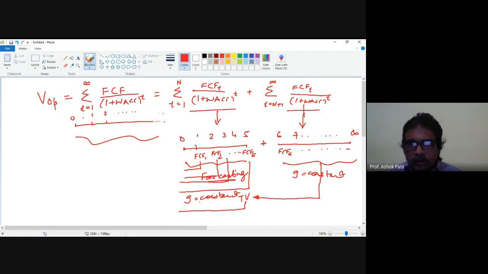Or if you don't want to make the assumption of constant, you have to forecast individually. But then there will be some assumption with respect to growth. So calculation of the FCF in the forecasting period will require the assumption of some growth. If not, then you have to use the sales forecast. That is again doing the growth estimates for the sales. So sales growth also we can do.